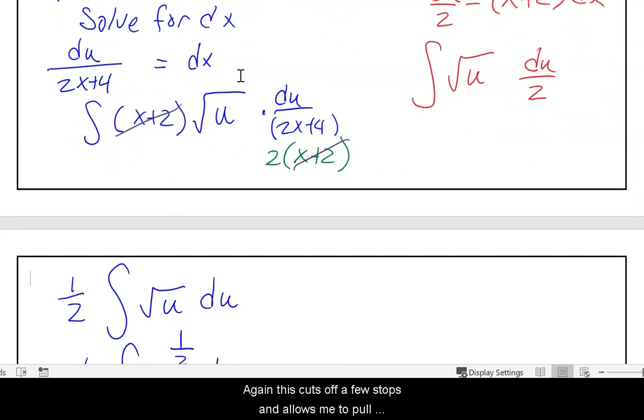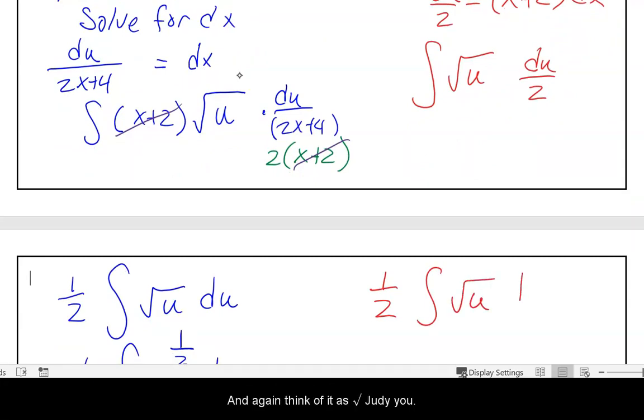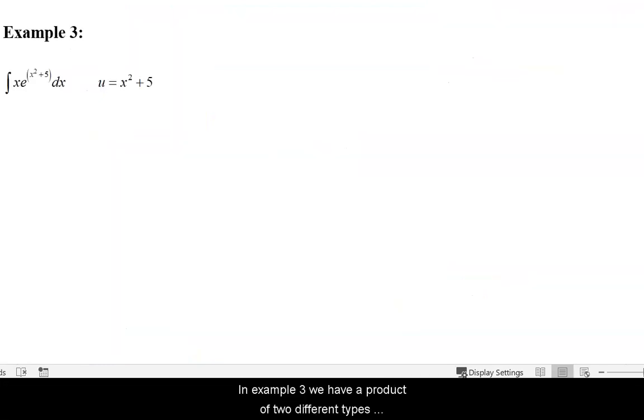Again, this cuts off a few steps and allows me to pull the 1/2 to the front, and again, think of it as the square root of u du. From this point, it is identical to method 1. Let's look at another example. In example 3, we have a product of 2 different types of functions.